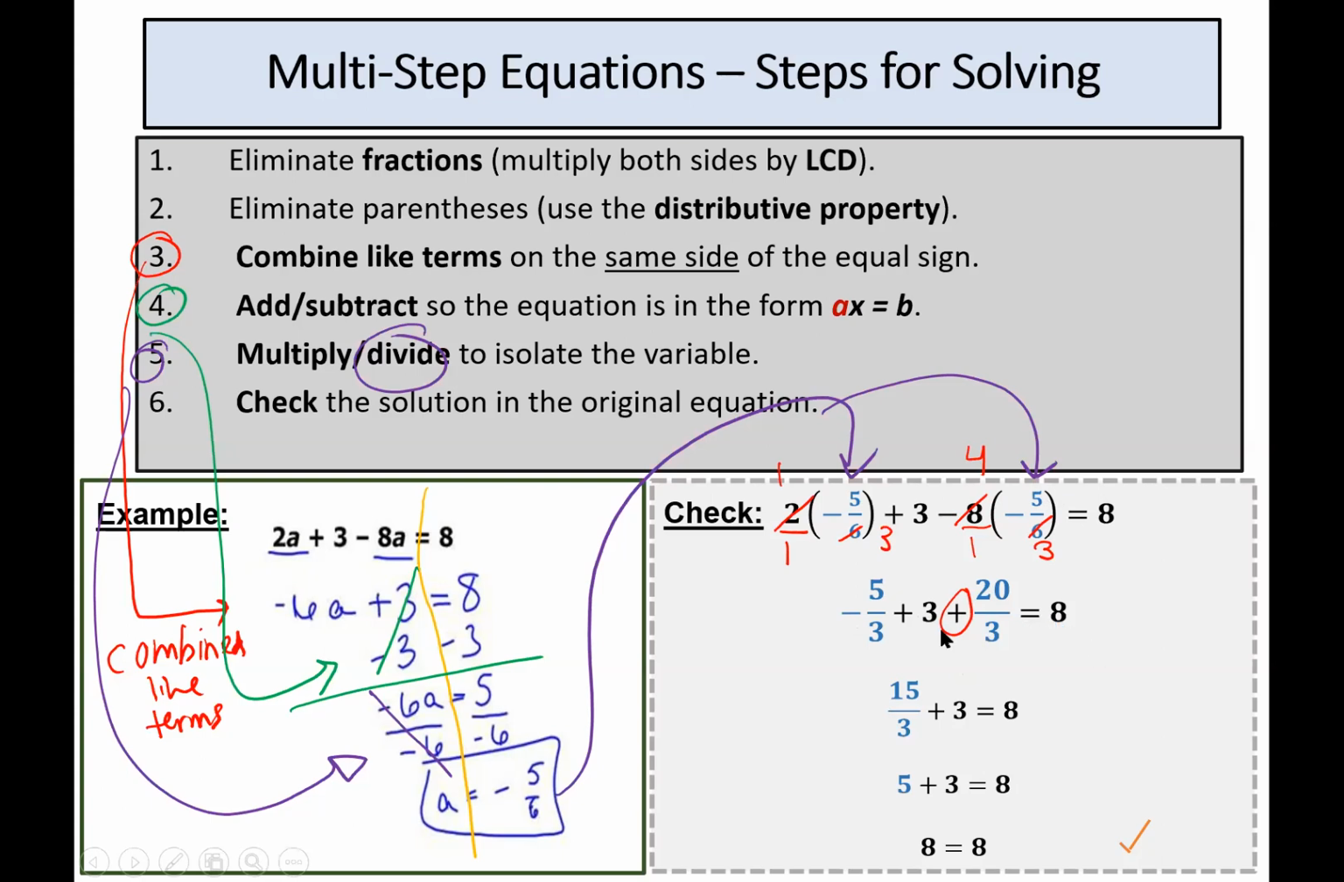Now to keep going, the fractions were added together. Negative 5/3 plus 20/3, that's 15/3. We had a common denominator. And then from here, it finally gets simpler. 15/3, that's just 15 divided by 3, which is 5. So you have 5 plus 3 equals 8, and then yes, 8 equals 8.